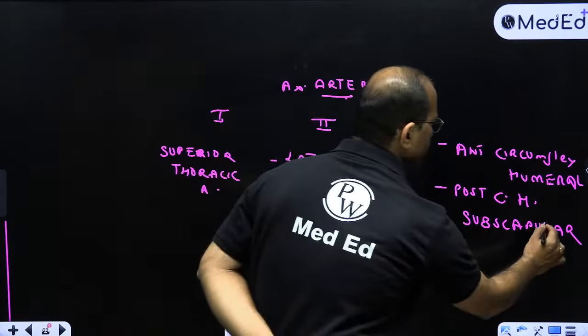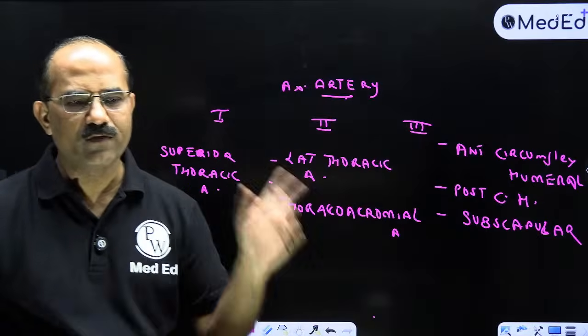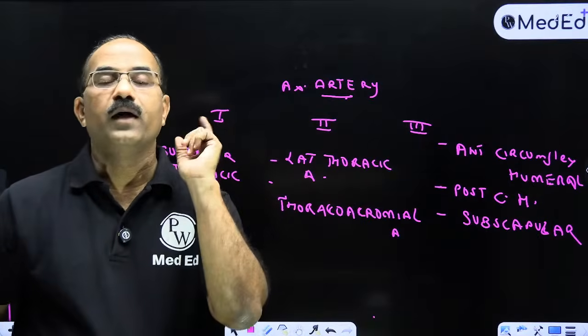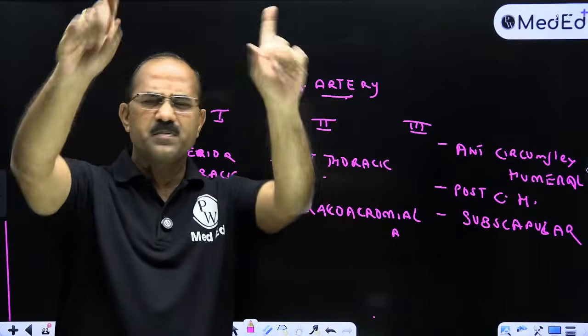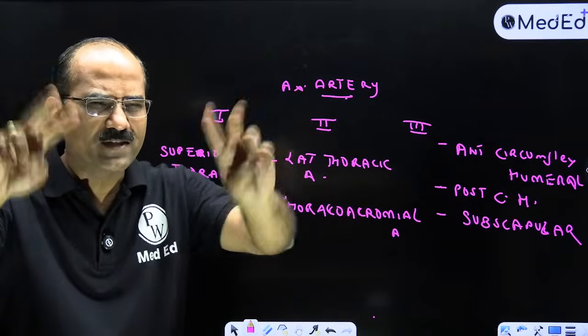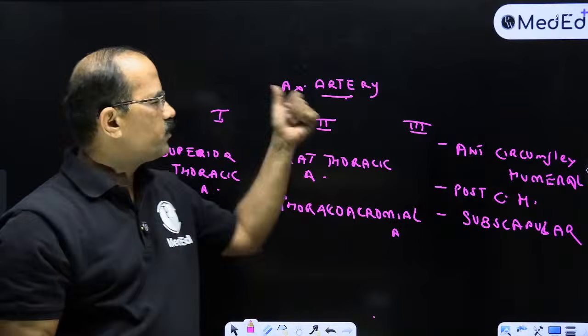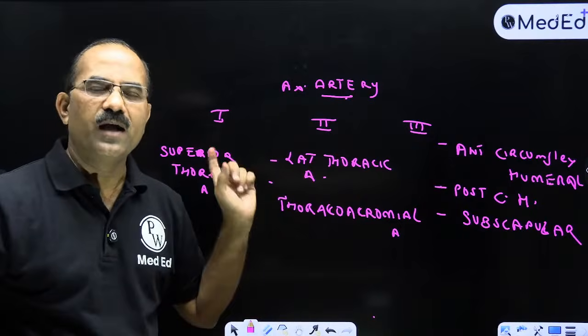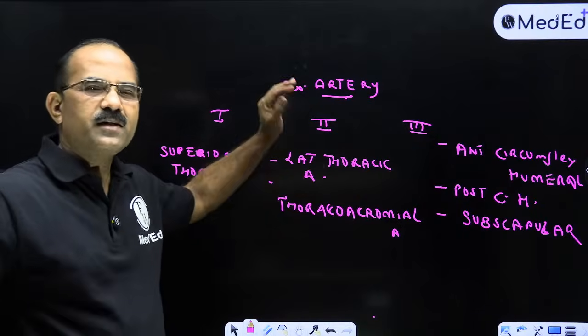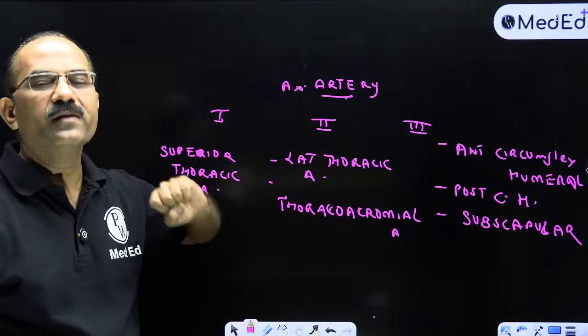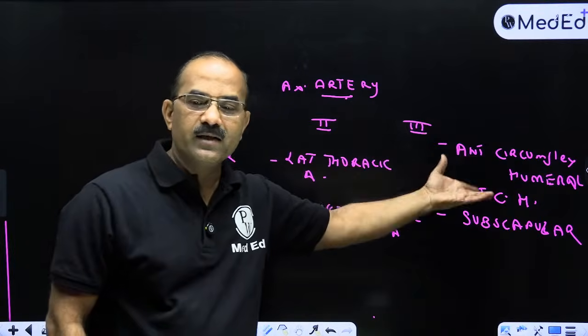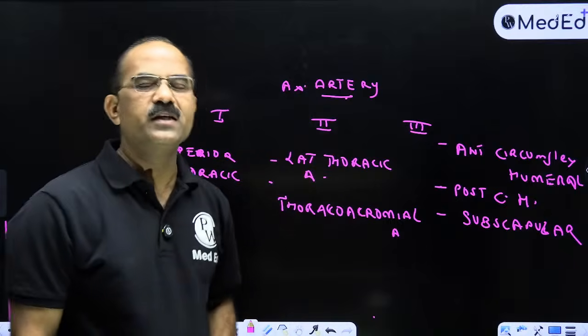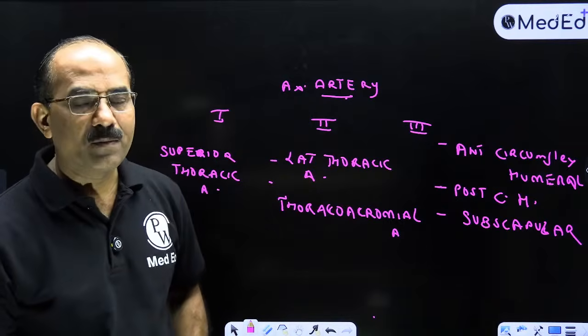These are the branches. बस बच्चों branches याद रखना है. This is asked in the vivas. This is asked in the MCQs. Simple है. First part 1 branch. Second part 2 branches. Third part is 3 branches. First part की एक branch है superior thoracic artery. Second part के 2 branches है lateral thoracic and thoracoacromial. Third part के 3 branches है anterior circumflex humeral and the posterior circumflex humeral and subscapular.